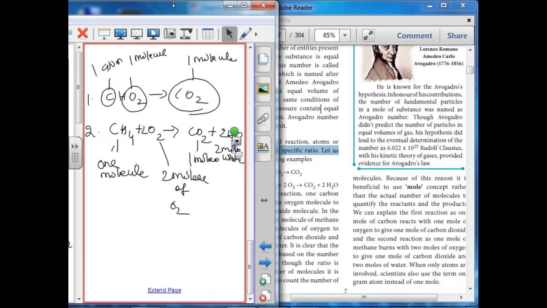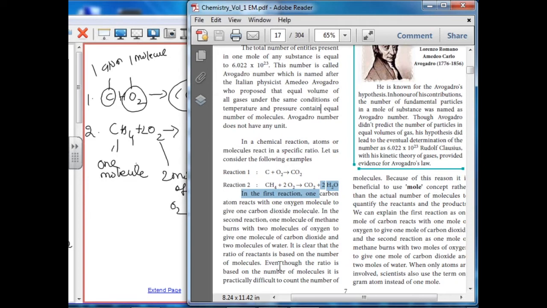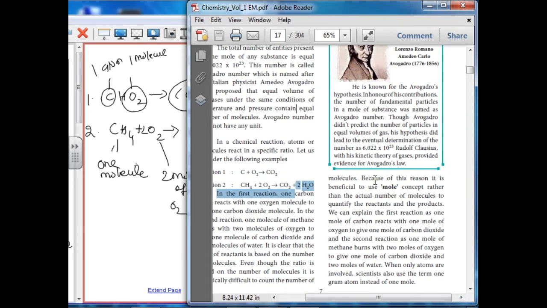Even though the ratio is based on the number of molecules, it is practically difficult to count the number of molecules. Simply, calculating the number of molecules is very difficult. So to calculate the number of molecules, we use the term mole. It is beneficial to use the mole concept rather than the actual number of molecules to quantify the reactants and the products.